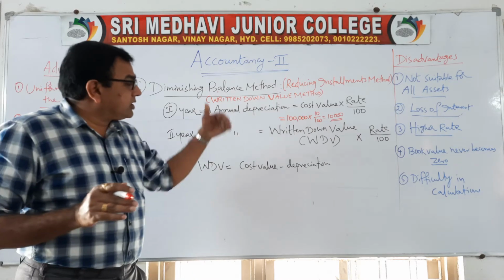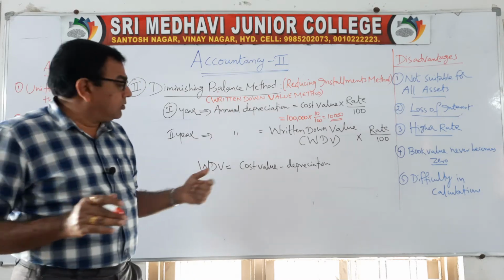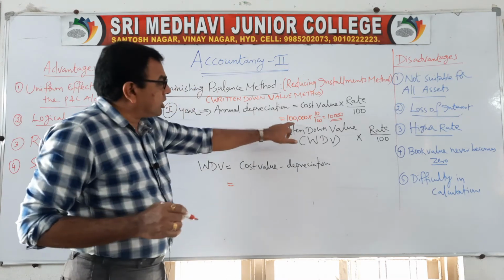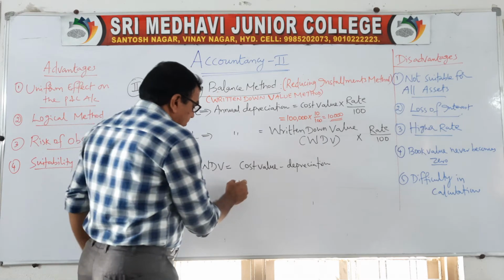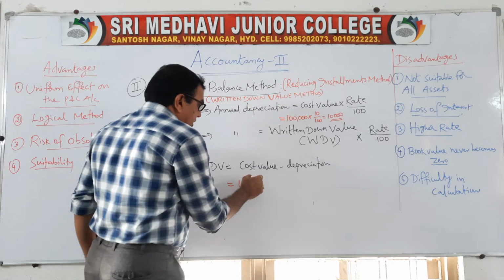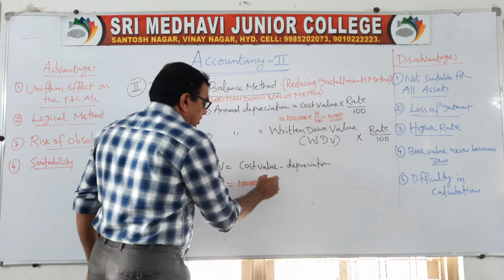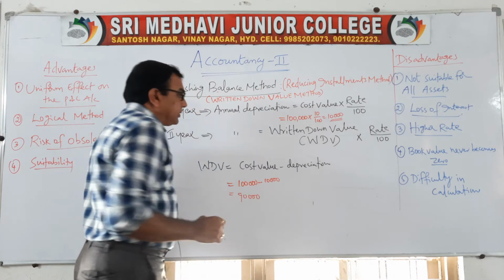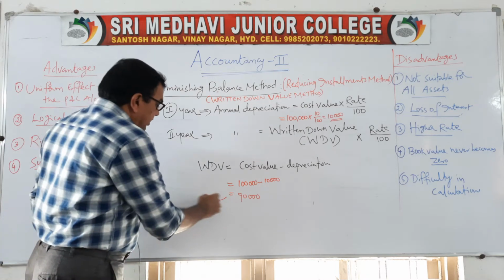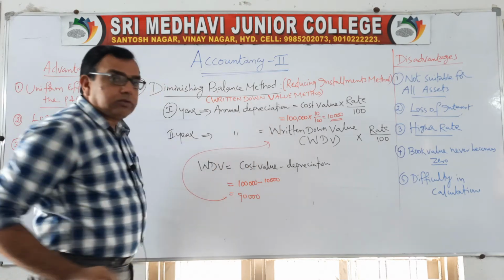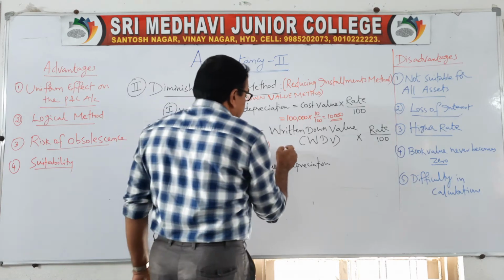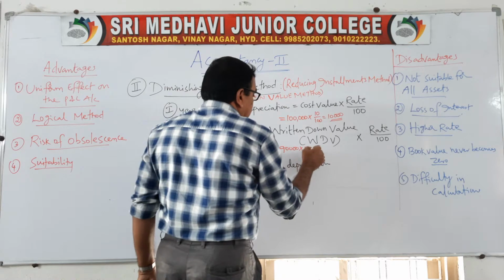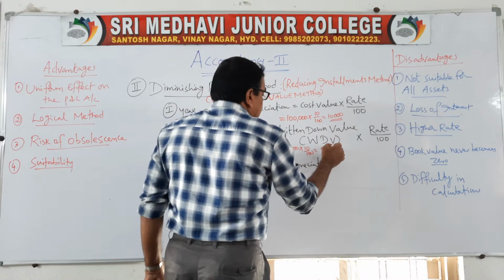So what is written down value? How do we get written down value? Written down value formula is cost value minus depreciation. What is the cost value here? 1 lakh. Cost value 1 lakh minus depreciation in the first year 10,000. So your written down value is 90,000. Now this 90,000 is the written down value, so your depreciation becomes like this. Second year onwards, 90,000 into 10 by 100. So it becomes 9,000.